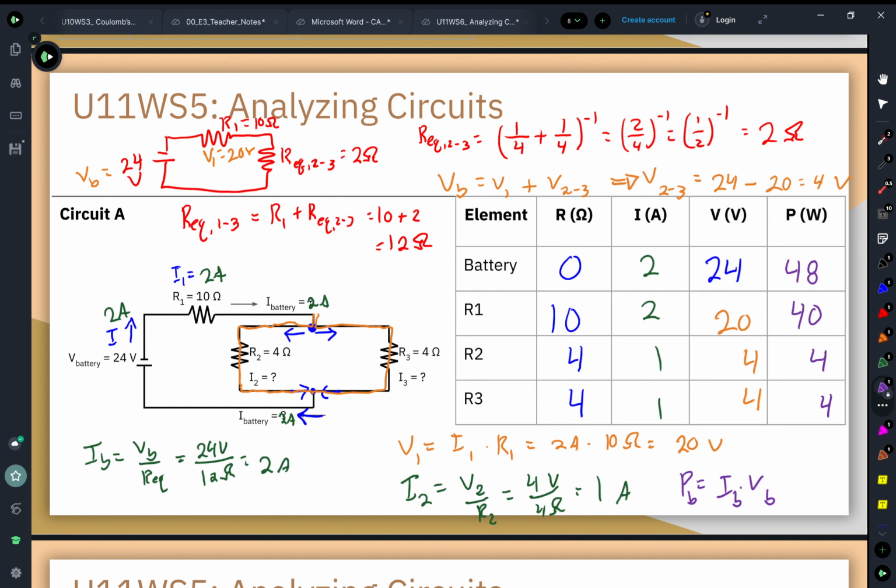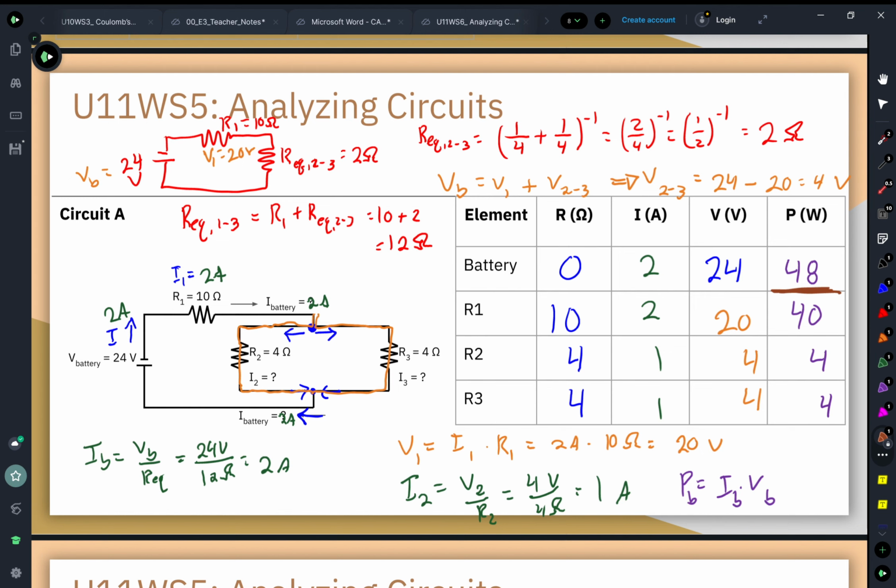Now, this is where we can actually check our answers. Because if we have 48 watts of power that our power source is capable of providing, then all 48 watts of that power should be dissipated across all of our resistors. So we just add up the power dissipated across every single resistor in our circuit and make sure it matches the power that was generated by the power source. So 40 plus 4 plus 4 equals 48. So that is a good indication that we ended up solving for the correct power in each of these cells, as well as for the rest of our properties across the entire table.